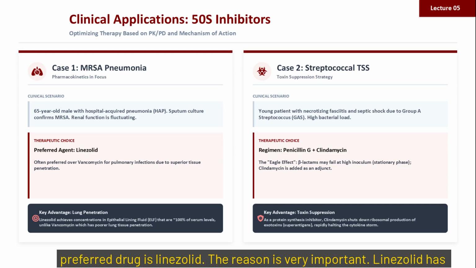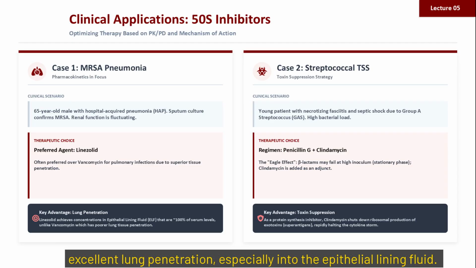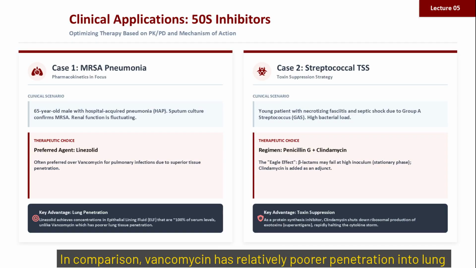The reason is very important. Linezolid has excellent lung penetration, especially into the epithelial lining fluid. This means the drug reaches very high concentrations at the site of infection. In comparison, vancomycin has relatively poorer penetration into lung tissue. So even though both cover MRSA, linezolid is often preferred in pneumonia. This is a classic example where pharmacokinetics guides therapy.